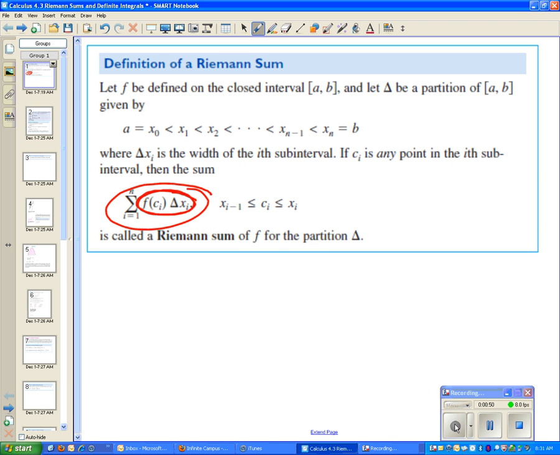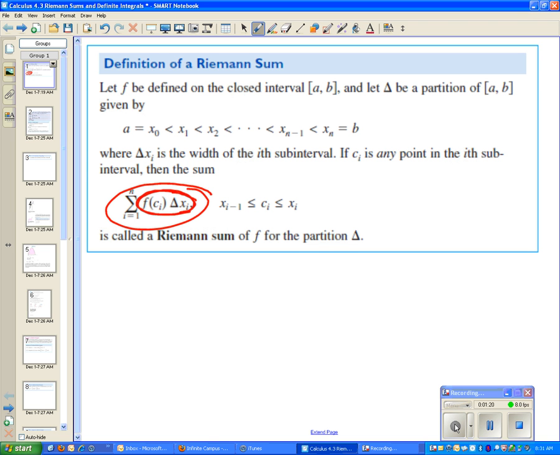Every time you move to a different interval, you get a different height for the rectangle. Now, there's no rule that says you have to make the rectangles all the same width. That's why they put the little sub i on there. But as a practical matter, almost always wouldn't you want to make them all the same width? It's just easier to do the arithmetic if you do. So that's what we're going to do almost all the time.